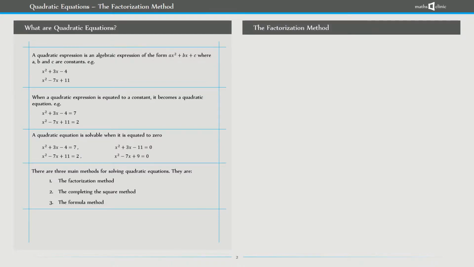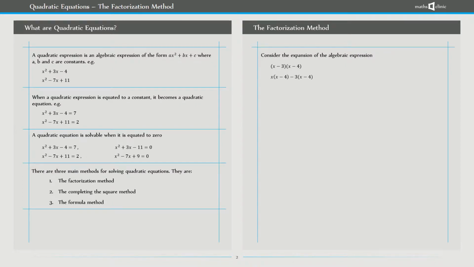What is the factorization method about? Now I want you to pay very close attention. It's very important that you understand what I'm about to do. Now watch this. Consider the expansion of the algebraic expression: we have x minus 3 multiplying x minus 4. Very simple. I believe everyone should be somewhat conversant with these.